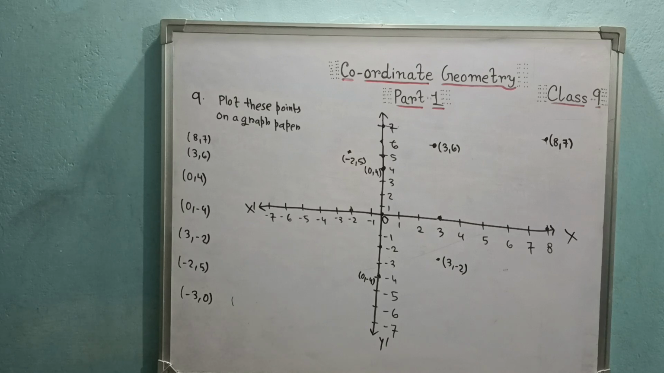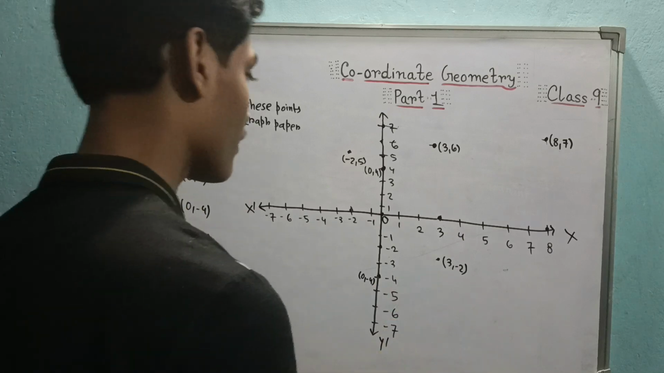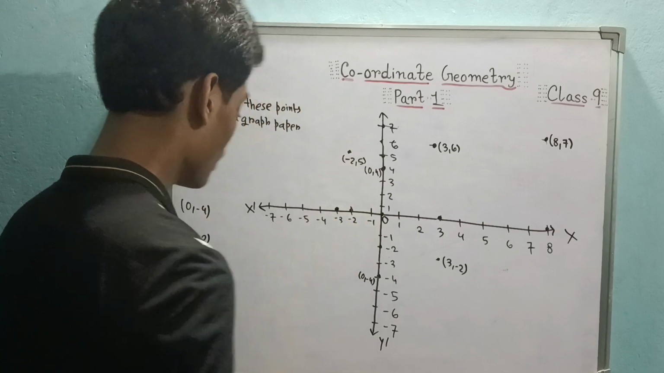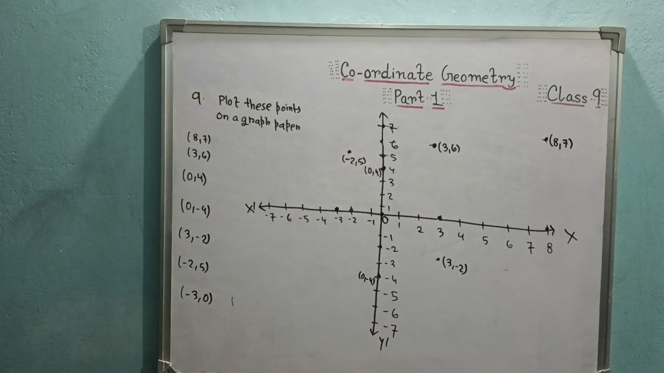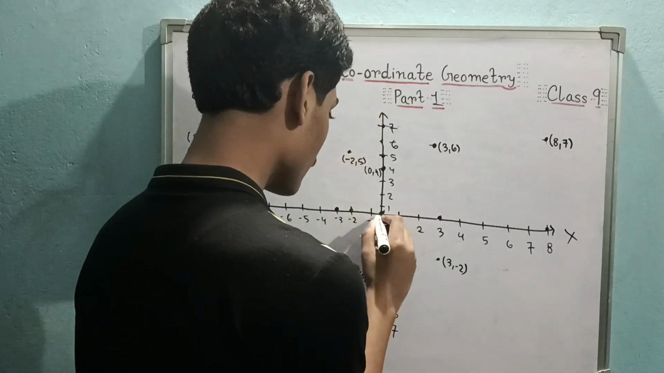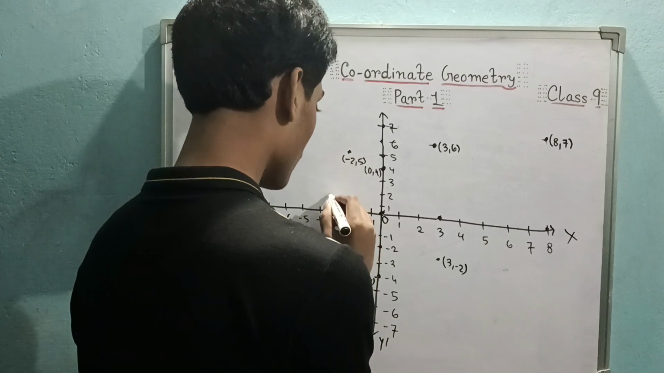The last point, minus 3 comma 0. That means abscissa is minus 3, that means minus 3 on x-axis. So here is minus 3. And ordinate 0, that means 0 units on y-axis, which is here. Obviously, the intersection of these two will be this point only. This is minus 3.